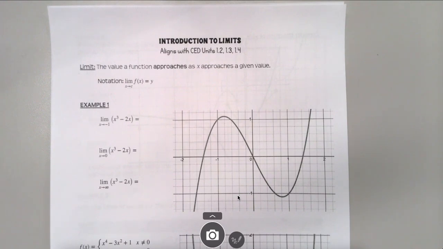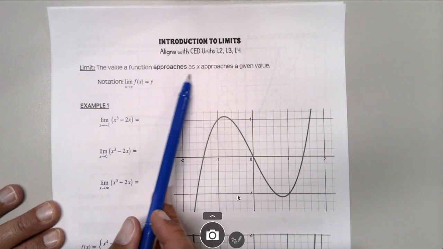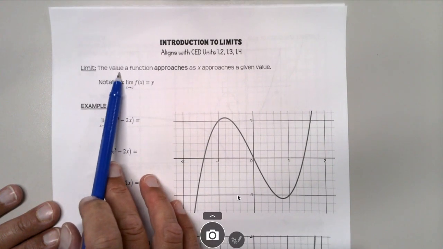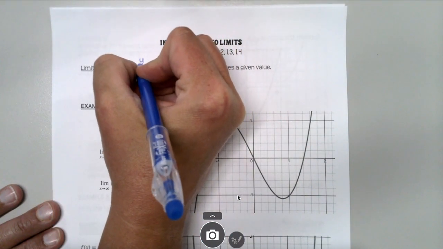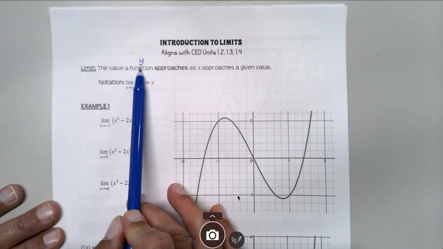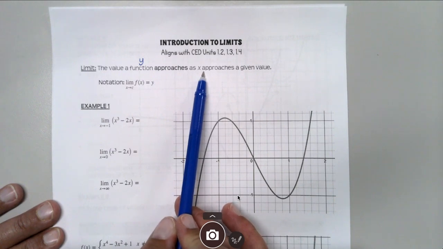Here's sort of the easiest definition of what a limit is. It's the value that a function approaches as x approaches a given value. That sounds like a lot of the same words all kind of mashed together, but I do want to point out that the value of a function is talking about the y value. So what we're really doing is we're looking at what is the y value doing as we get closer and closer to a particular x value.